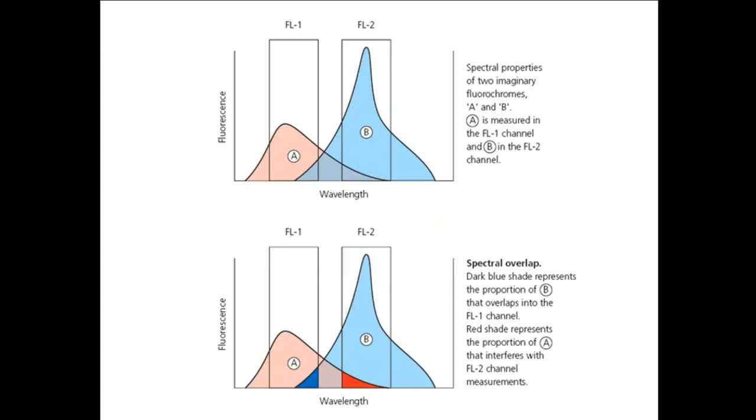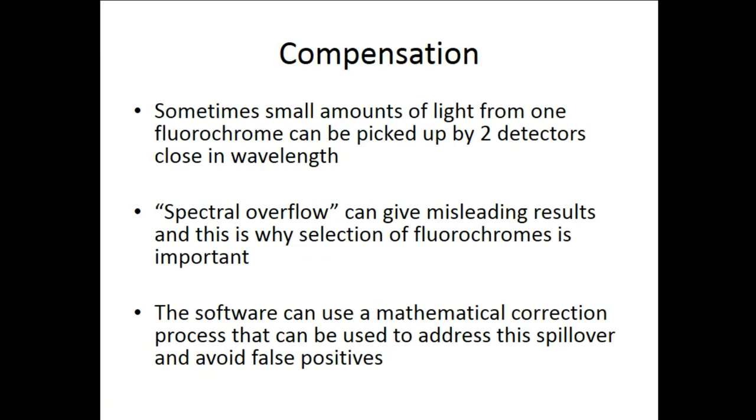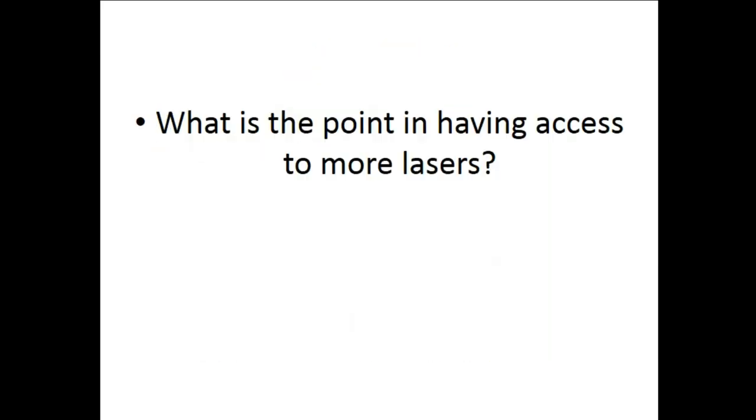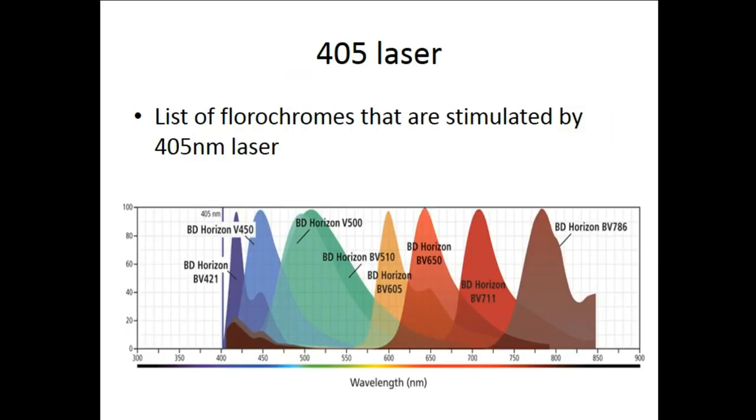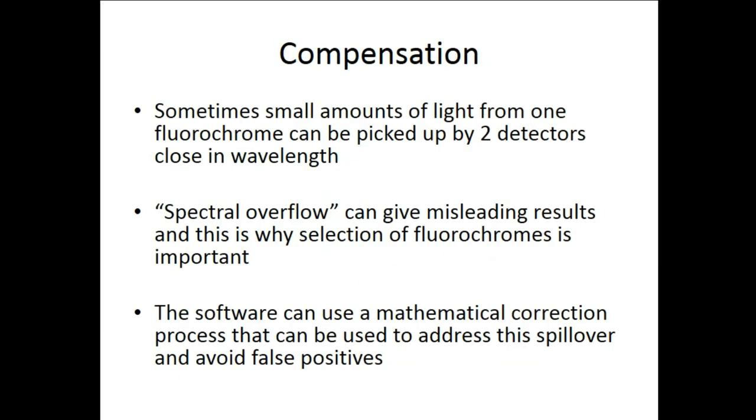Okay. Now, what we're going to talk about now is compensation. Because inevitably, if you looked at the fluorochrome graphs, you do get spillover. You do get some fluorochromes interfering with other fluorochromes. There's a concept called compensation. Compensation allows you to use two fluorochromes that are close in color without the machine mistaking one fluorochrome from the other. And I'll take you through that process now.